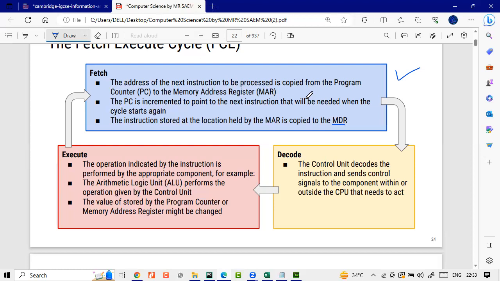So we have to remember that in fetch, whenever you get the question of fetch, remember we're talking about PC, we're talking about MAR, and we're talking about MDR. Okay. What is execute? Okay, let's talk about execute.